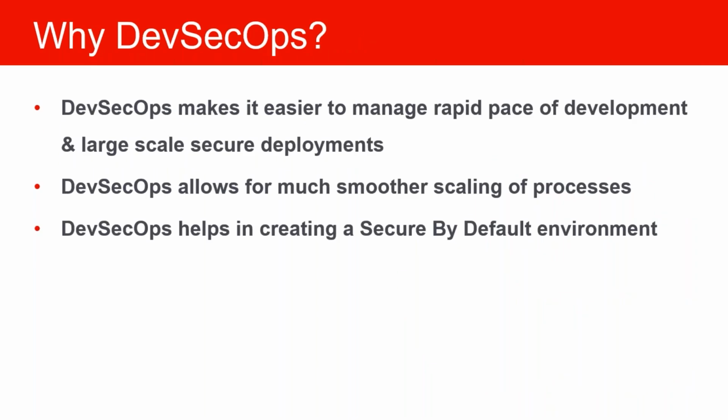Now, why do we need DevSecOps? As I said earlier, DevOps moves at a very rapid pace, because things are deployed at large scale and at very fast pace. In that kind of an environment, DevSecOps makes it easier to manage the rapid pace of development by integrating these various tools into your pipeline. DevSecOps allows for much smoother scaling of processes.